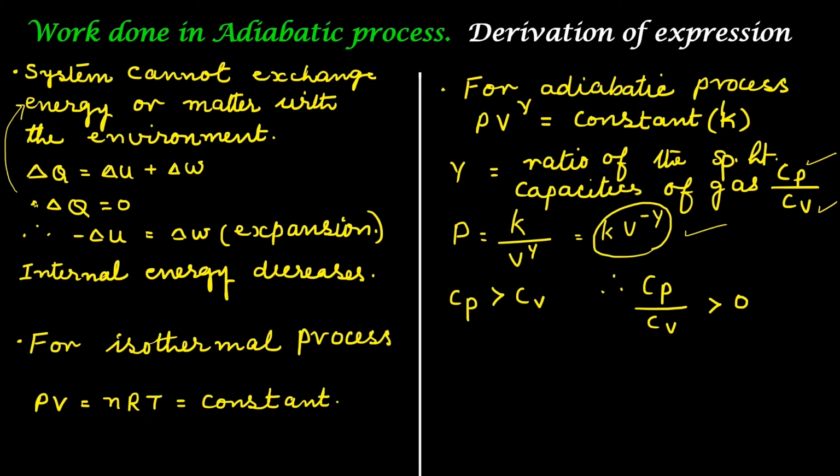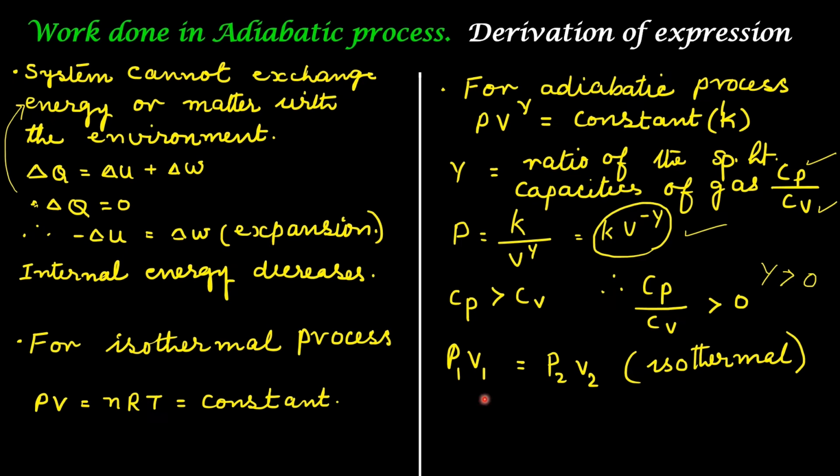We have seen that Cp is greater than Cv. Therefore, gamma, which is the ratio of Cp by Cv, will be greater than 0. That is, gamma will be greater than 0. It will have some value. I hope it is clear. Now, for isothermal process, P1 V1 is equal to P2 V2. What happens in the case of adiabatic process? P1 V1 raised to gamma is equal to P2 V2 raised to gamma.